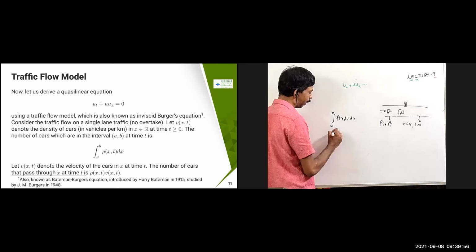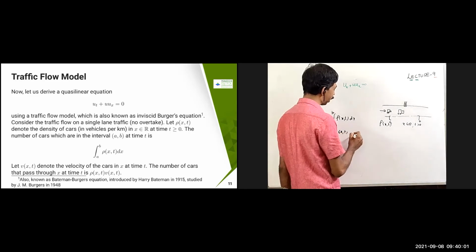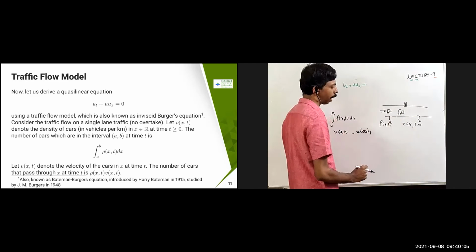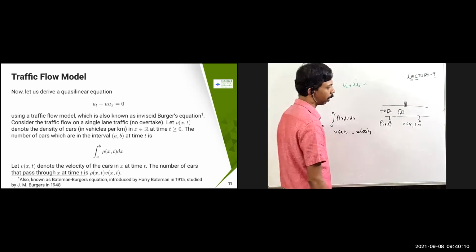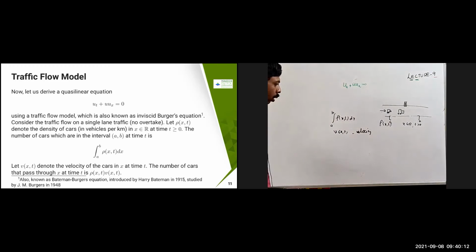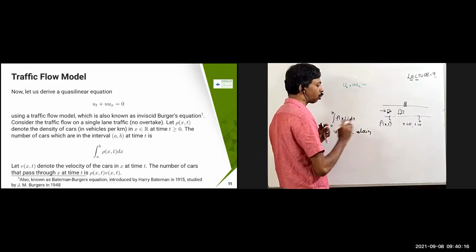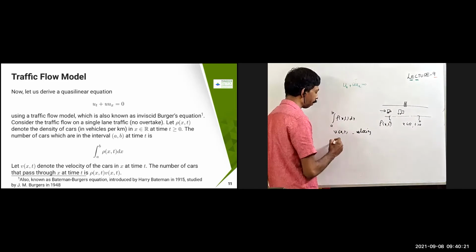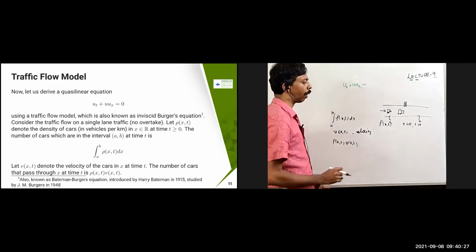Now v of x comma t. The cars are going at some speed, right? So v of x comma t is going to denote the velocity, how fast the car is going, the velocity of the cars at x and time t. Therefore, how many cars pass through at time t can be given as rho of x comma t into v of x comma t.